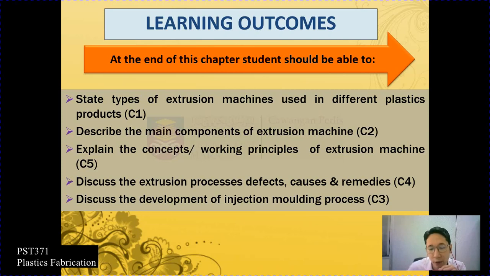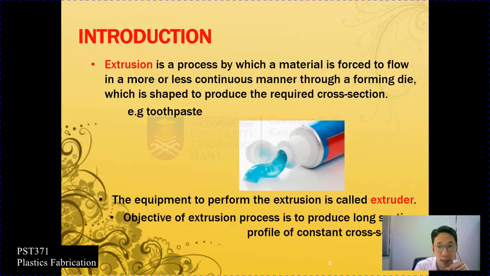I think this one is very familiar to you. Last semester, I did cover each of the components of the machine. But for this course, we will highlight more on specific components that differentiate each of the types of extrusion. Then explain the concept and working principle of the extrusion machine, discuss extrusion process defects, causes and remedies, and finally discuss the developments of the injection molding process.